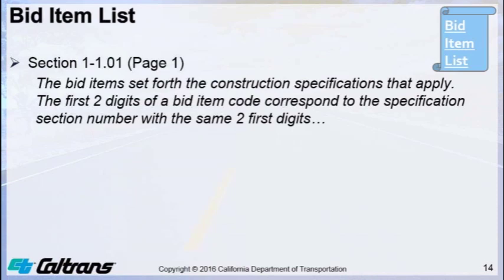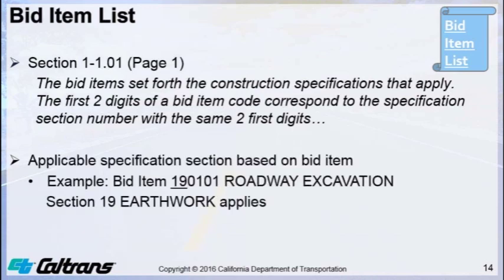Section 1-1.01 of the standard specifications states, the bid items set forth the construction specifications that apply. The first two digits of a bid item code correspond to the specification section number with the same first two digits. For example, the applicable specification section based on bid item 190101 roadway excavation is section 19 earthwork.